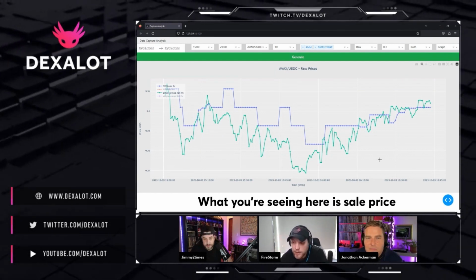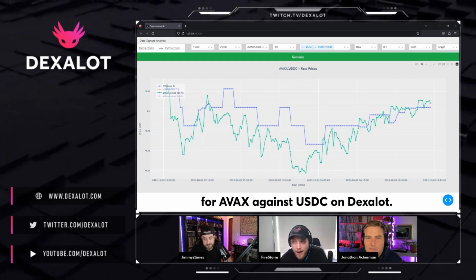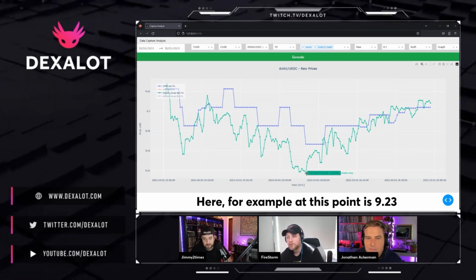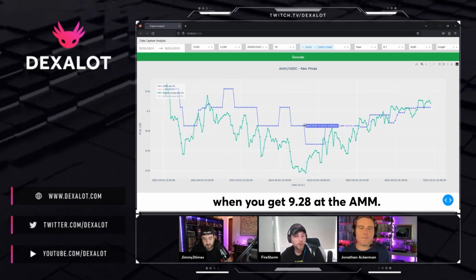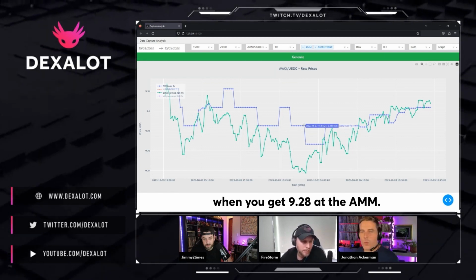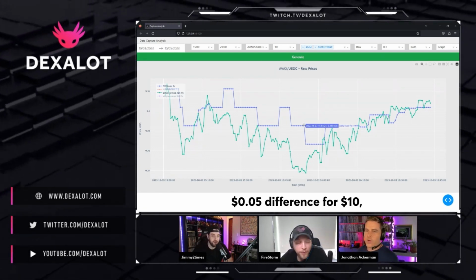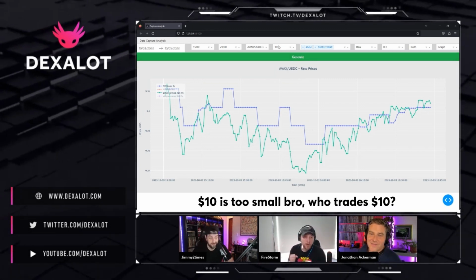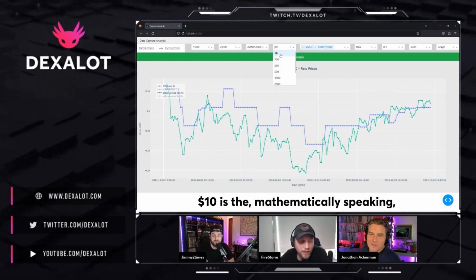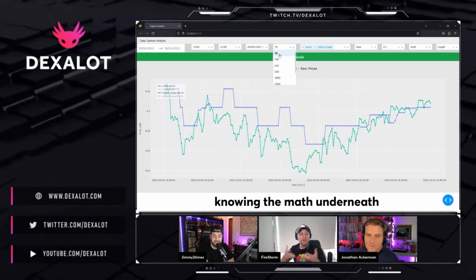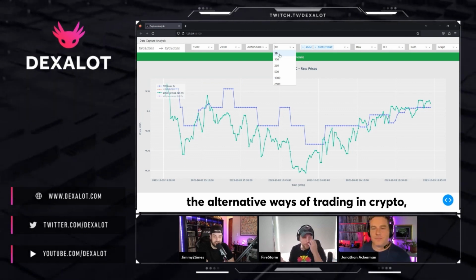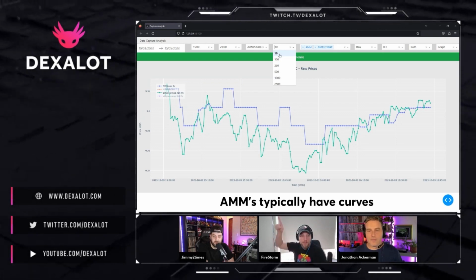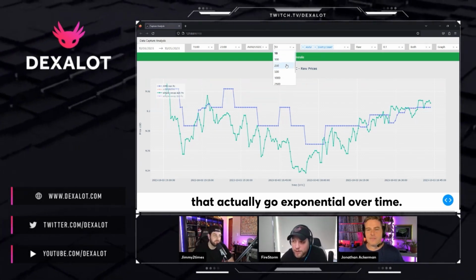What you're seeing here is the sale price for AVAX against USDC on Dexalot. Here, for example, at this point is 923 when you get 928 at the AMM. 5 cents difference for $10. You may say $10 is too small, bro. Who trades $10? Mathematically speaking, knowing the math underneath the alternative ways of trading in crypto, $10 is supposed to be the best price because AMMs typically have curves that go exponential over time.